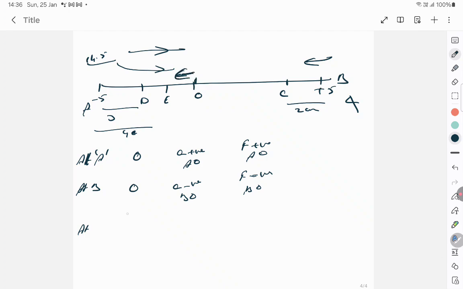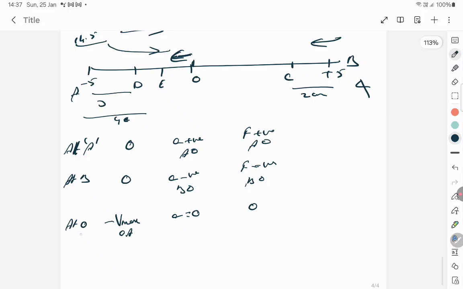At the mean position, the velocity is maximum and is negative maximum along OA, and the acceleration at the mean position will be 0. Because there's no retarding force at the mean position, right? So the retarding force is also 0. So that's what is happening at O.